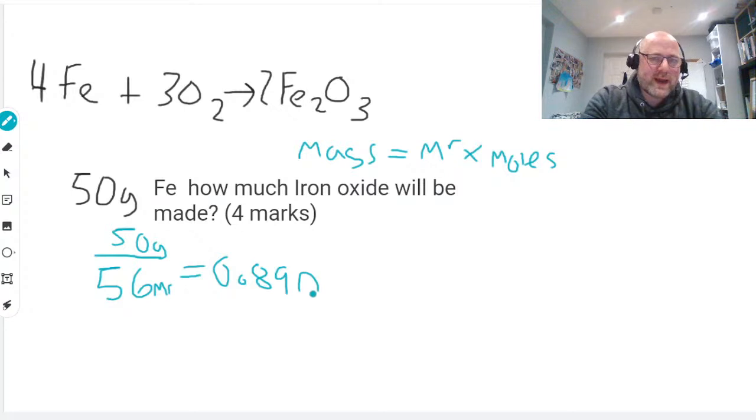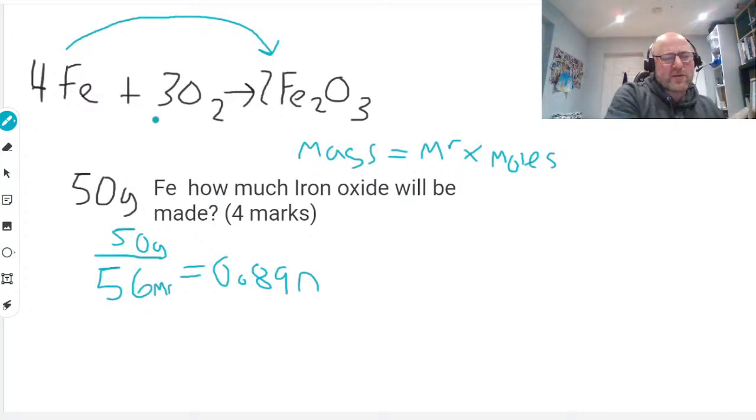So 0.89 moles of iron. I then go here. And the two things in my question, there's no mention of oxygen there. By the way, don't get thrown off if they say iron reacts completely in oxygen to form iron oxide. Calculate how much iron oxide will be made from 50 grams. They might mention oxygen in the question, but it's not integral. You only need two things in a mole calculation: the first one and the second one that they ask you to find out.